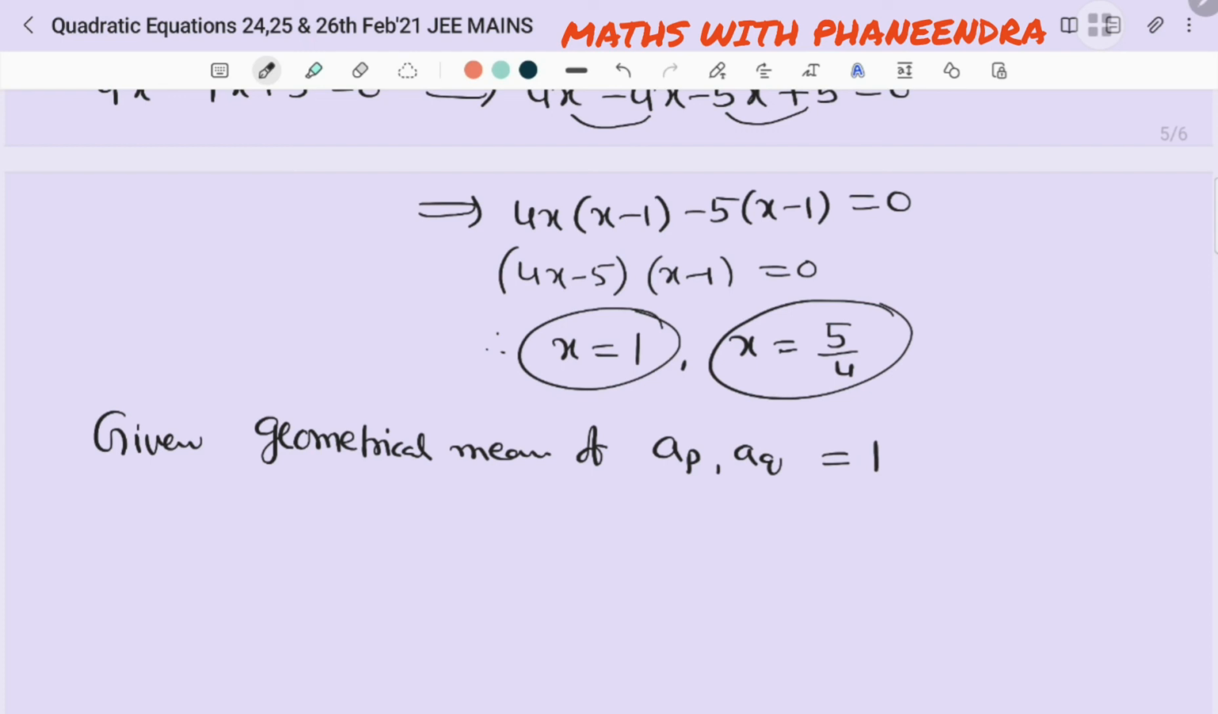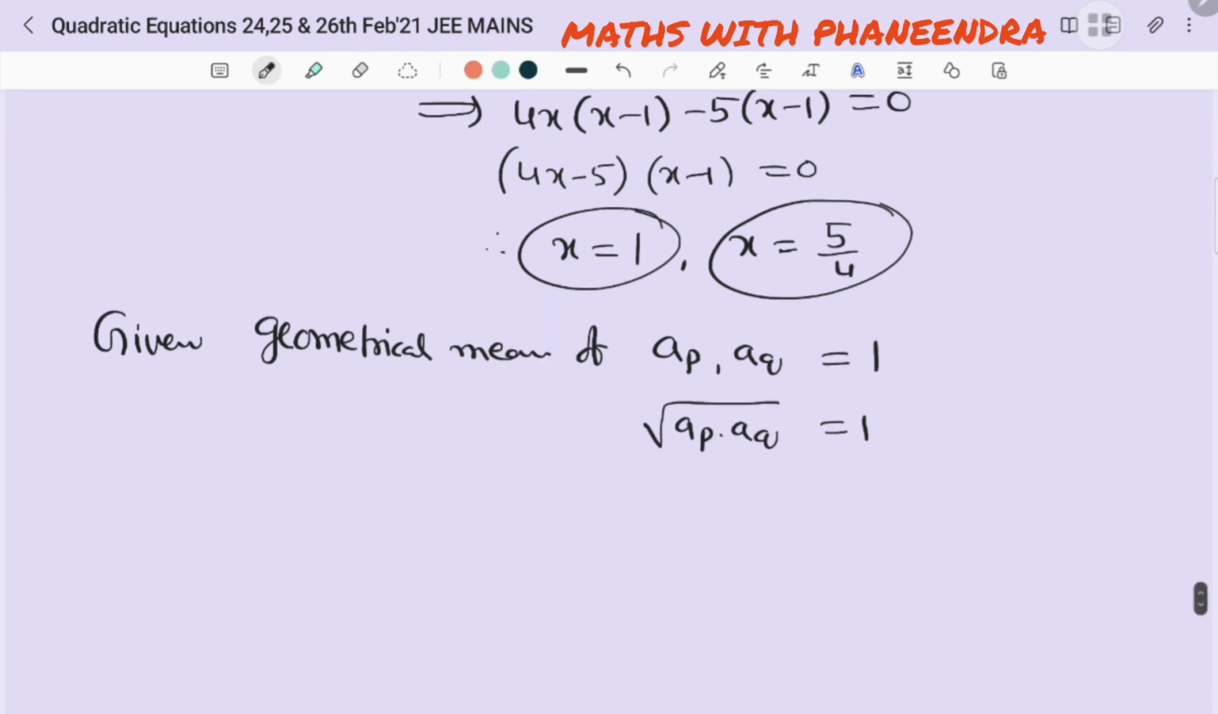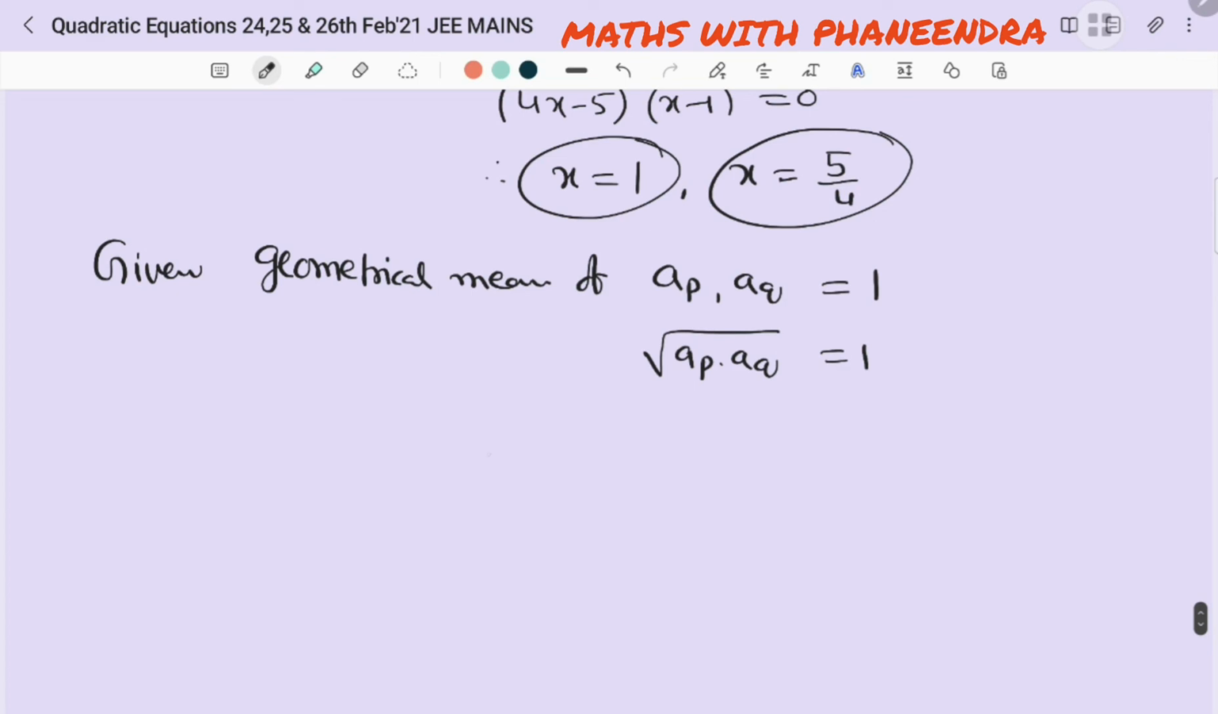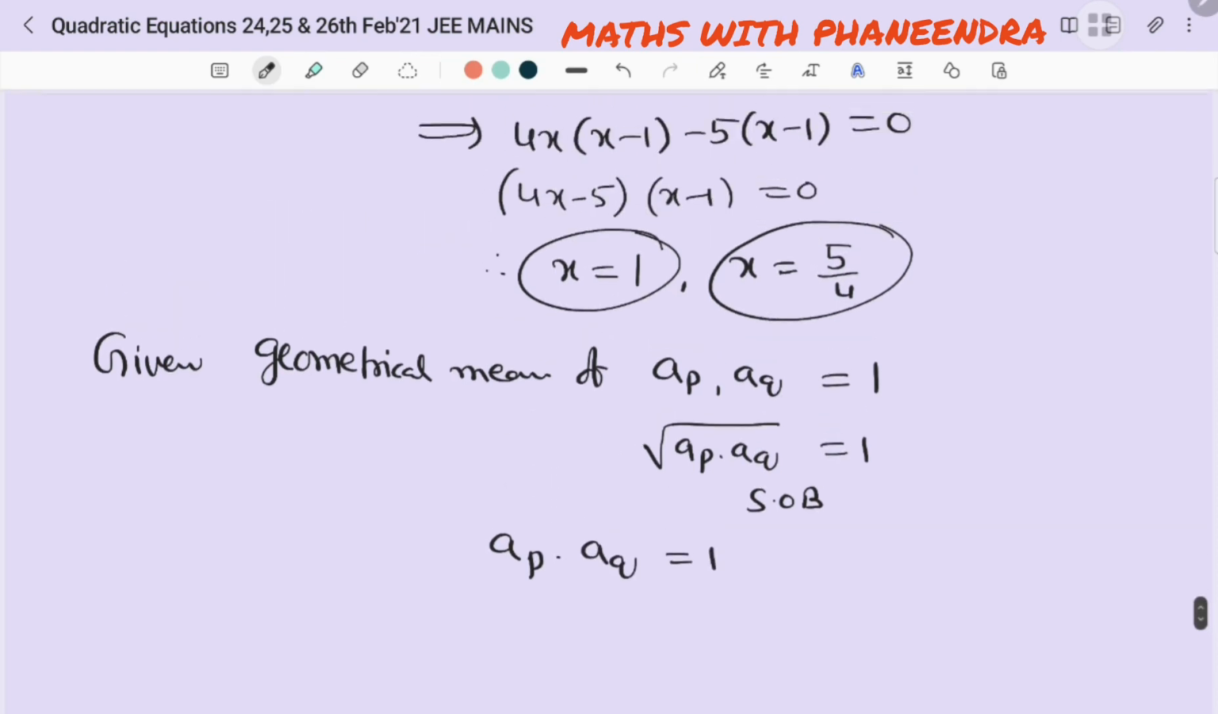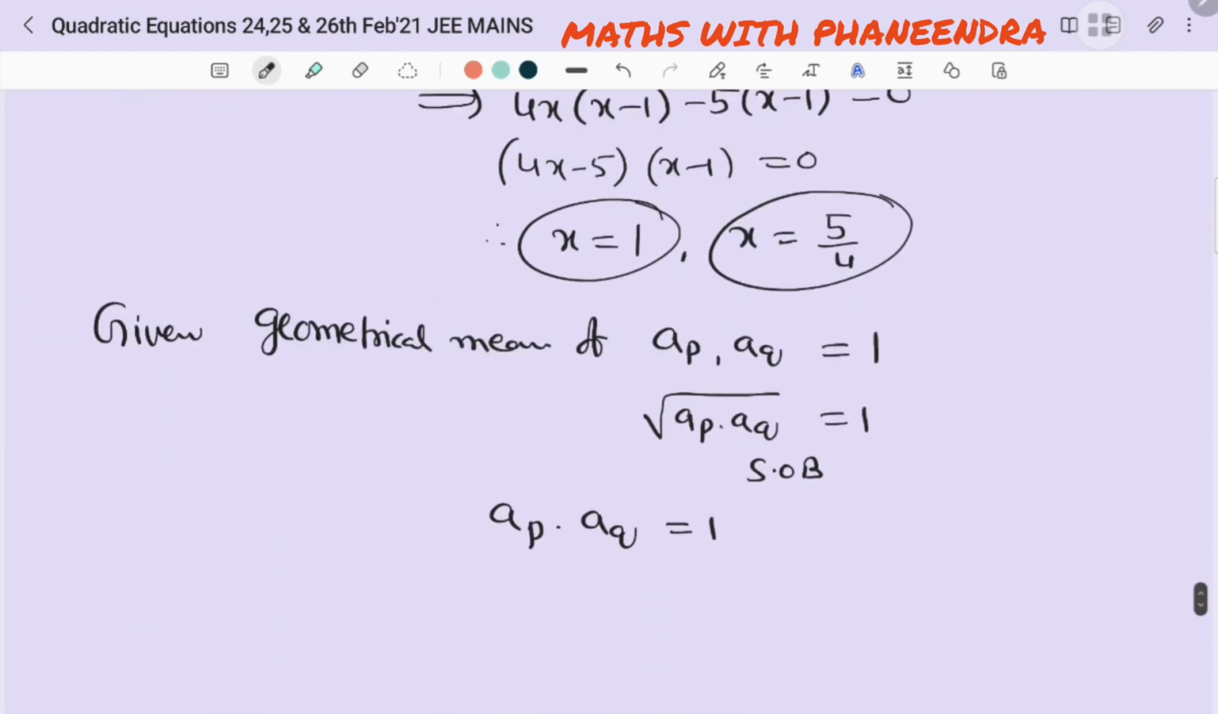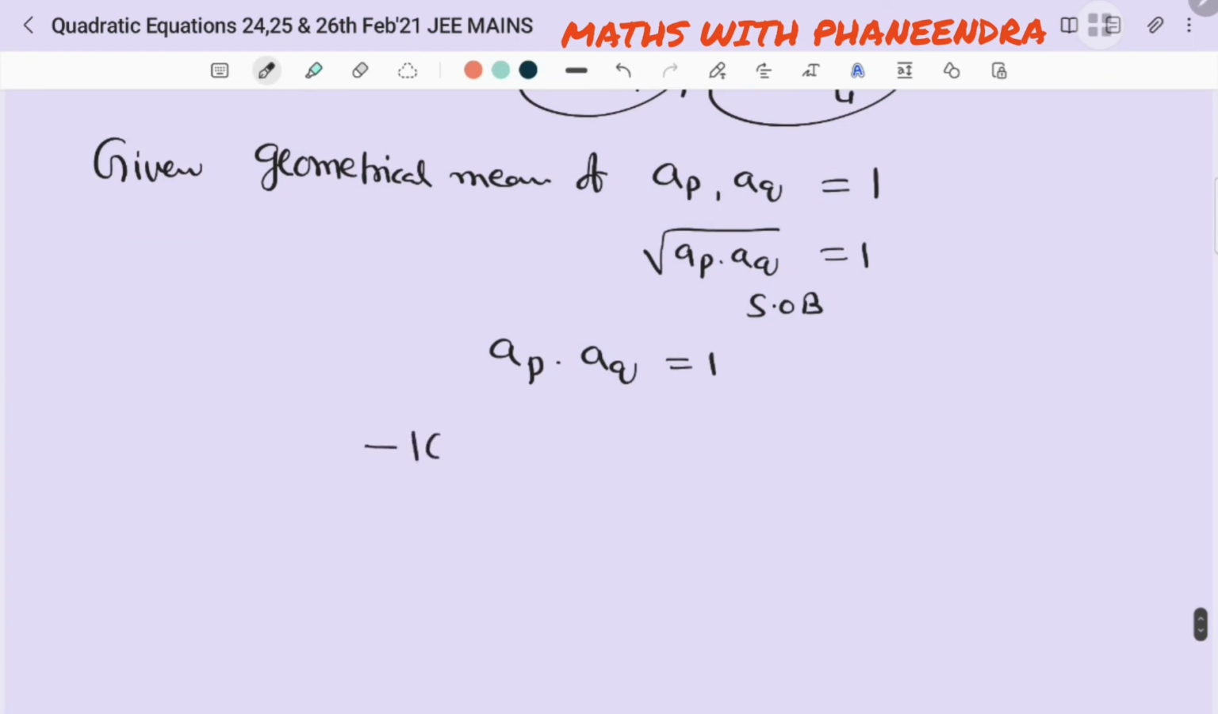What is the geometrical mean of AP and AQ? Square root of AP into AQ. Geometrical mean of A comma B means root AB, so geometrical mean of AP and AQ means root of AP into AQ. Squaring on both sides, you will get AP into AQ is equal to 1. We know the AP value we wrote as minus 16 into minus 1 by 2 whole power p minus 1, and AQ is minus 16 into minus 1 by 2 whole power q minus 1, and this is equal to 1.